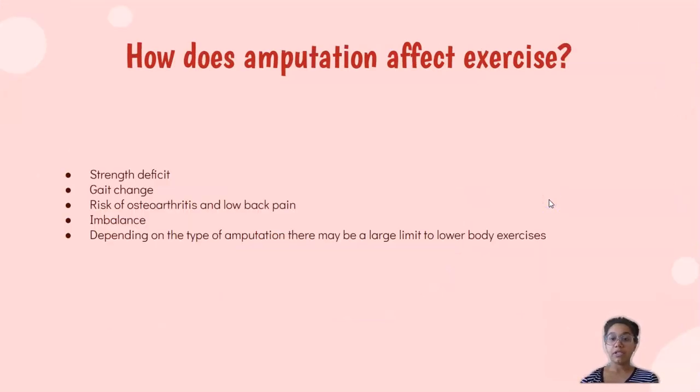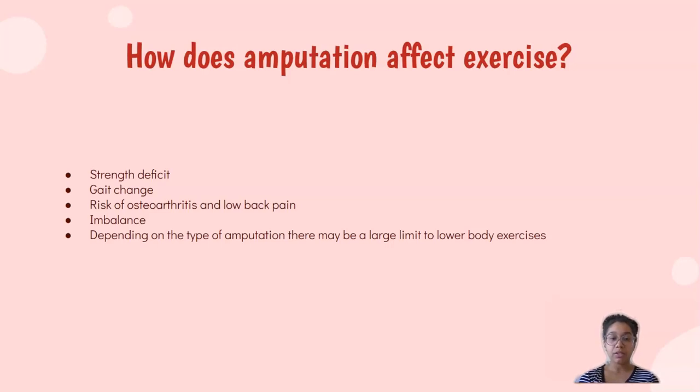And amputation affects exercise by decreasing strength, with so much muscle mass gone, which also leads to an imbalance, as the other leg overcompensates for the loss of a major limb. This also changes the person's gait, the way that they walk. Walking can be a lot more difficult depending on the type of amputation, so people might not be able to walk, and they might be bound to a wheelchair.